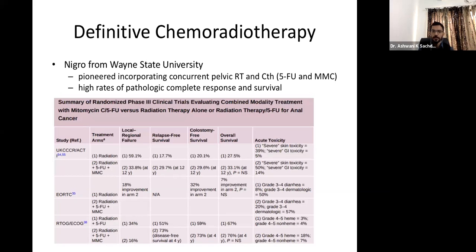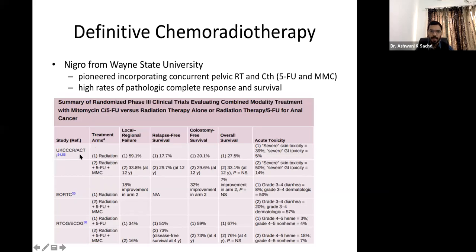So coming on from historical radical surgery to chemoradiation is a big step which was pioneered by Nigro et al. They incorporated concurrent pelvic RT with chemotherapy using 5-fluorouracil and mitomycin C as the agents, and they found high rates of pathological complete response and survival. So these are the three landmark trials which have studied radiation in comparison to chemoradiation using 5-FU and mitomycin C.